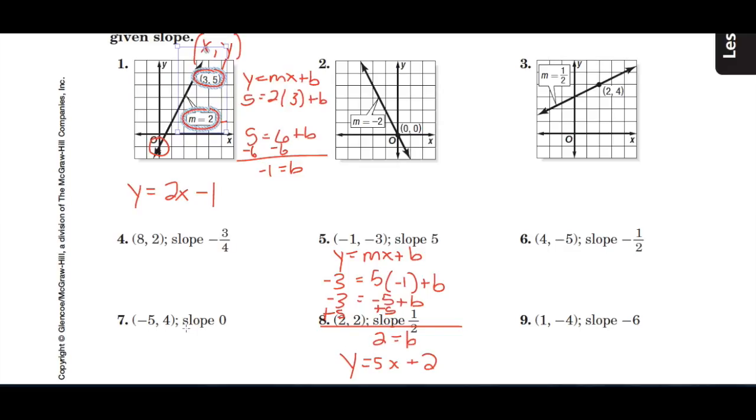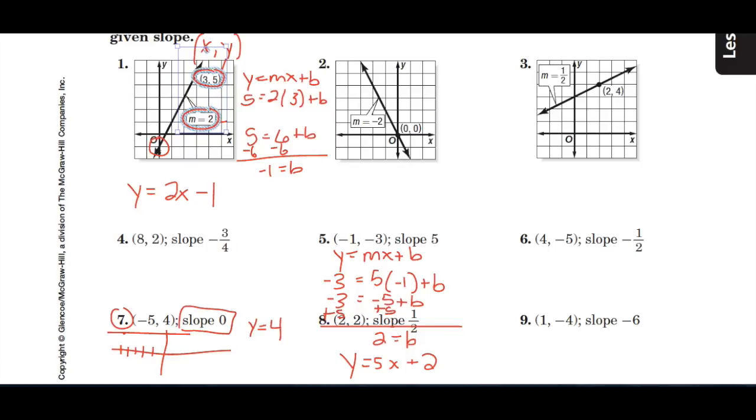Finally, for number 7, you might be thinking there's a shortcut, and there is, because we know that a slope of 0 is a horizontal line. So if here is a coordinate plane and I go -5 up 4, a horizontal line is going to be y equals 4.